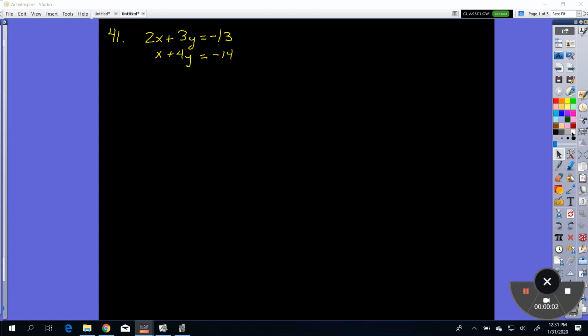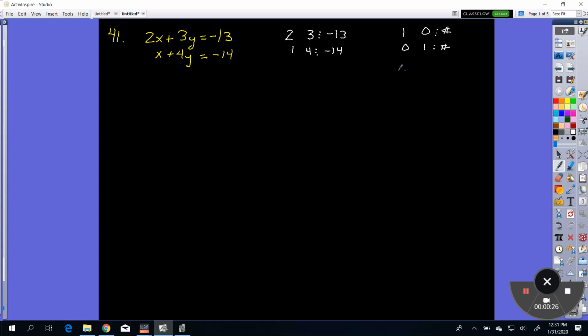Okay, so this is 41. It's just a 2 by 2, so that makes it so much easier. When I write it as a matrix, it's going to look like this: 2, 3, negative 13, 1, 4, negative 14. So you want it to look like this: 1, 0, 0, 1, and then some numbers over here.